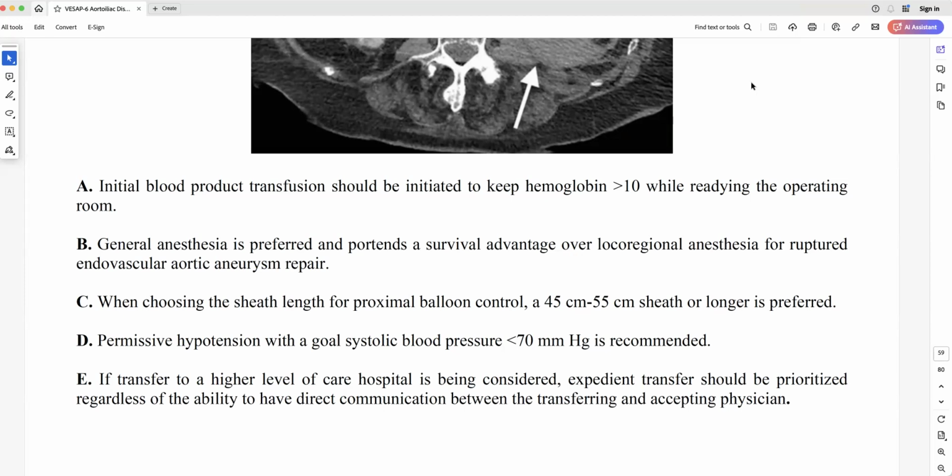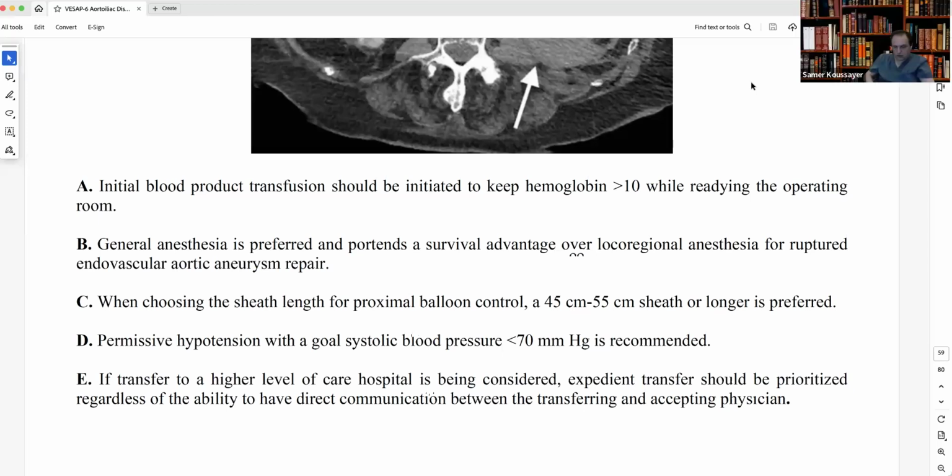D. Permissive hypotension with the goal systolic blood pressure less than 70 is recommended. You want it between 90 and 100. No, it's too high. Between 70 and 90, but not less. Less than 70 is hypotensive, but 70 to 90 is acceptable. 100 is a bit high. You want to permit hypotension. So 70 to 90 is acceptable.